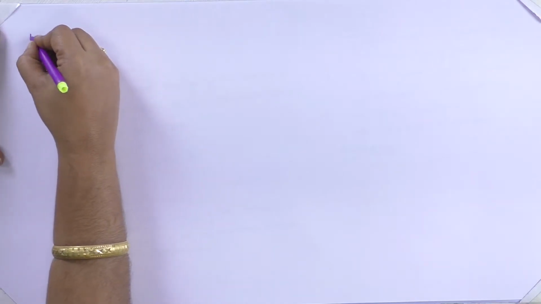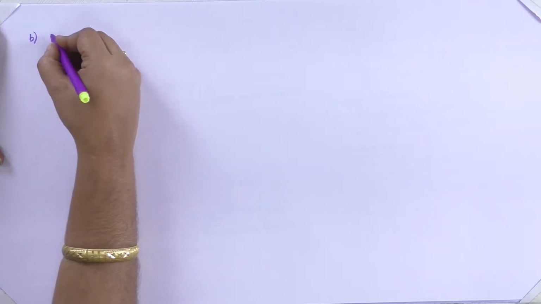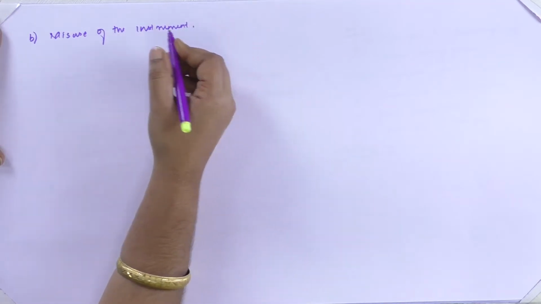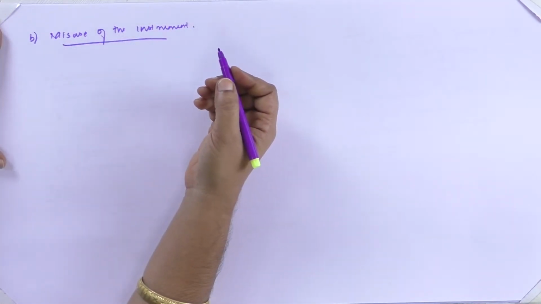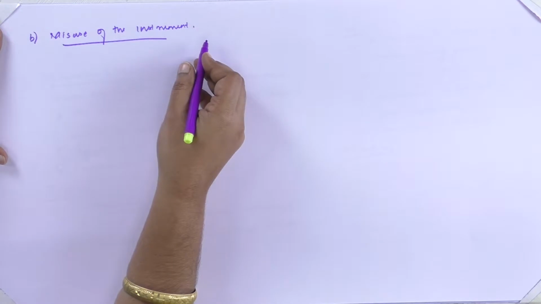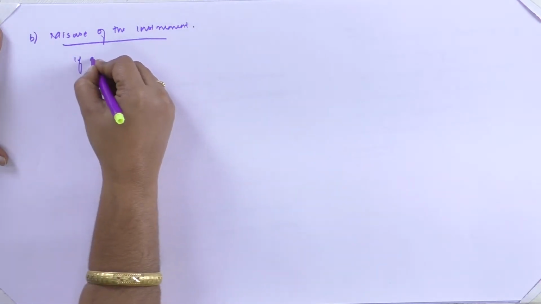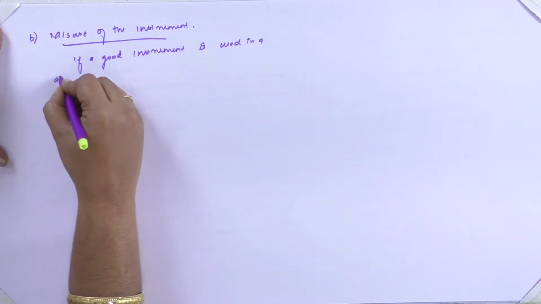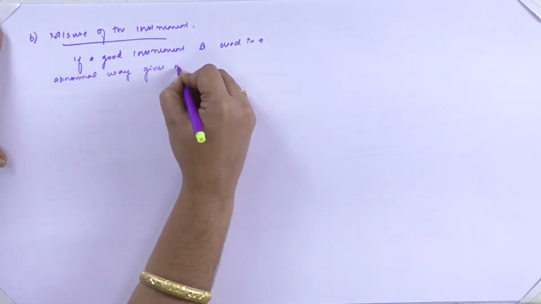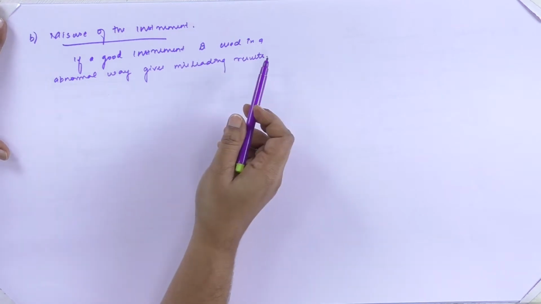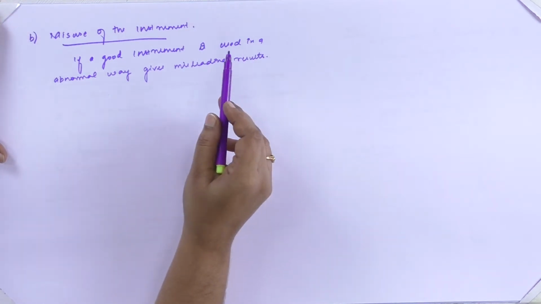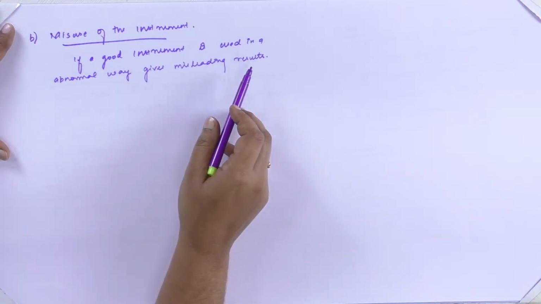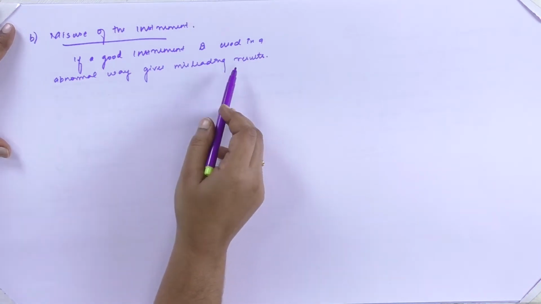The second reason for the instrumental error is the misuse of the instrument. First one is the shortcoming of the instrument, second one is the misuse of the instrument. What do you mean by the misuse of this instrument? If a good instrument is used in an abnormal way, it gives misleading results. So even a well calibrated instrument, if used in an abnormal way, will give misleading results. These are the causes for the instrumental errors.